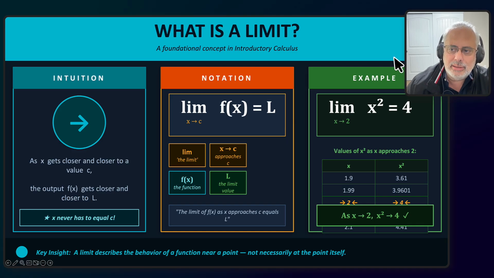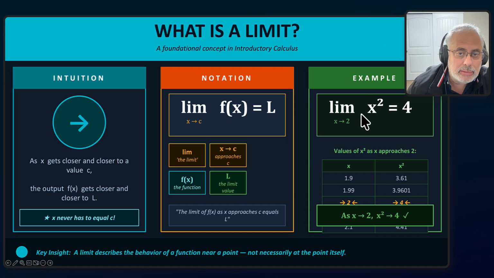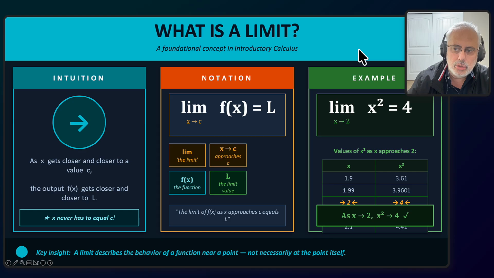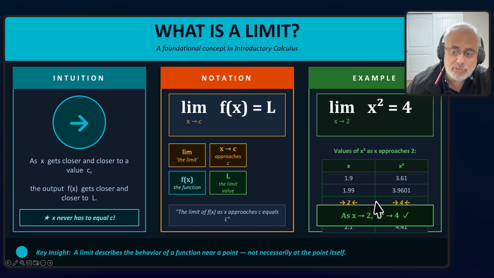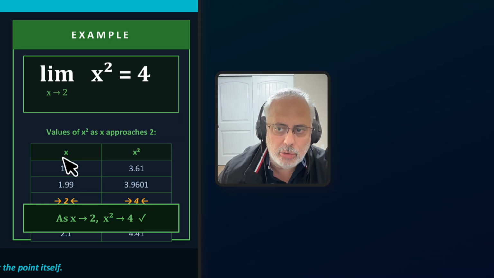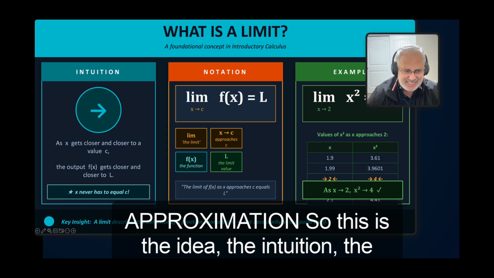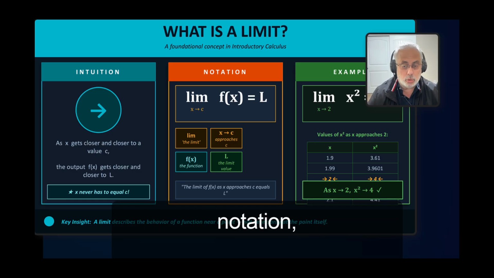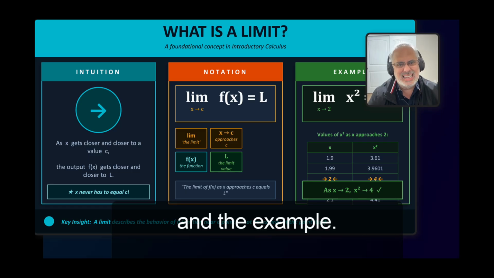And right here, the last is an example. So we have the limit of the parabola, x to the power of 2, when x approaches 2, and we substitute x by 2, and 2 to the second power is 4. You can see here a table of values that shows when x is approaching 2, the function is approaching the value of 4, but it's still an approximation. So this is the idea, the intuition, the notation, and the example.